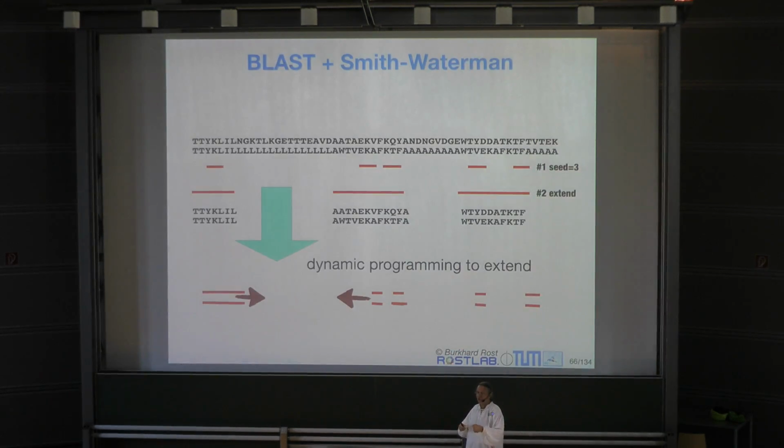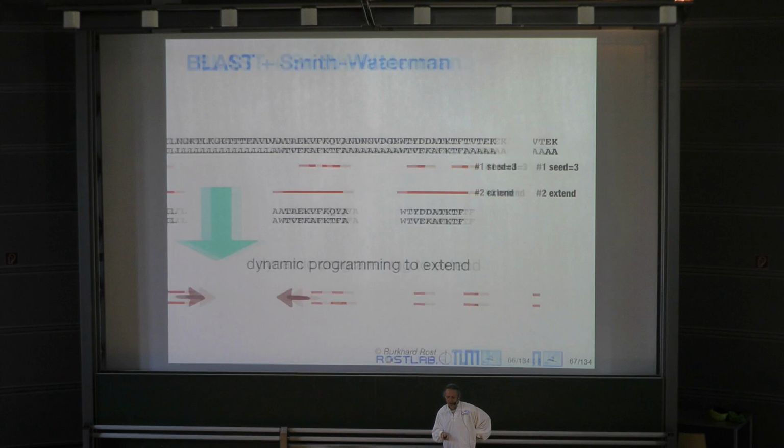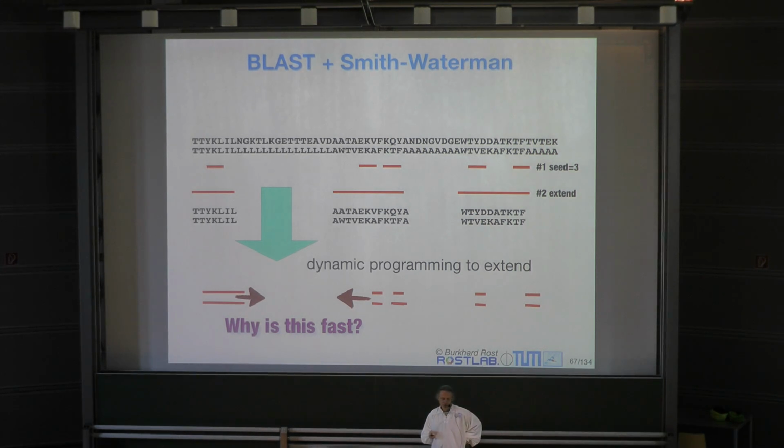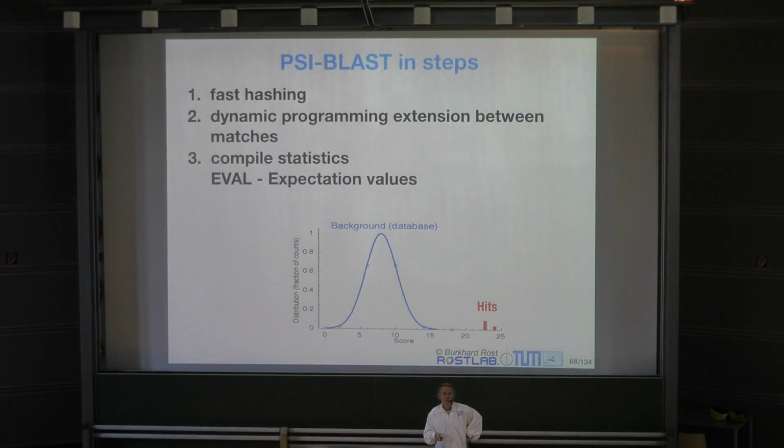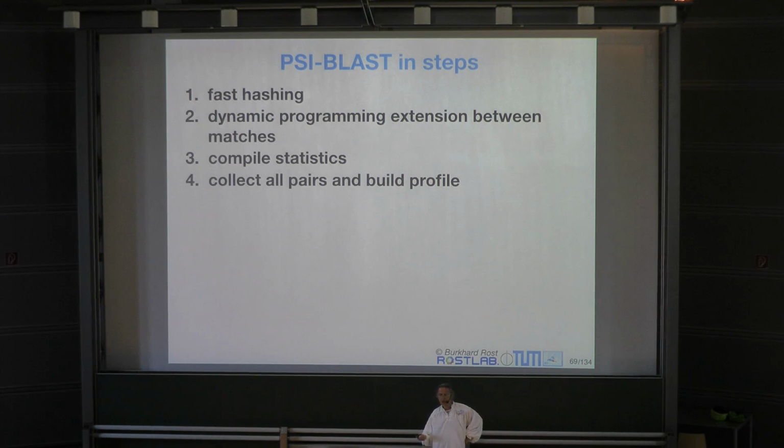In between the words, you extend by dynamic programming, and again, this is so fast because we speed up, because we compile it, we cut the length. Then we do the statistics, compare all the pairs, and build a profile. Just the same way that I showed you in the previous slides. In the previous slide, we had four pairs, and I built up a profile. That's the way we do it here.